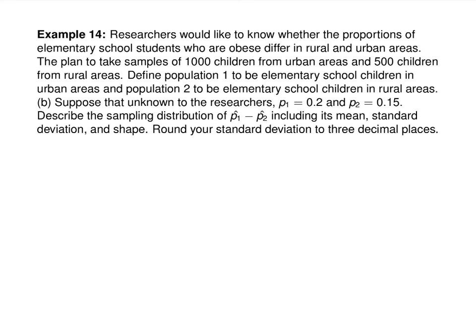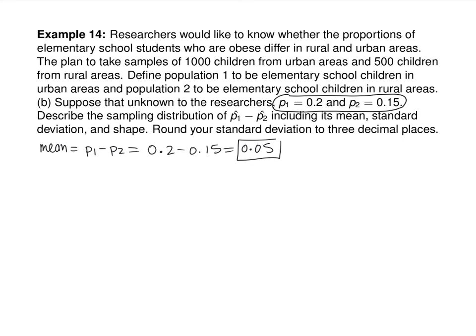Okay. Suppose that unknown to the researchers, the true value of P1 is 0.2. So 20% of the students in urban areas are obese, and in rural areas it's 15%. Find the mean, standard deviation, and all this fun stuff, shape of this sampling distribution. So the mean is P1 minus P2. So 0.2 minus 0.15, 0.05. So on average, there'll be a 5% difference, and there'll be 5% more obese children in urban areas.